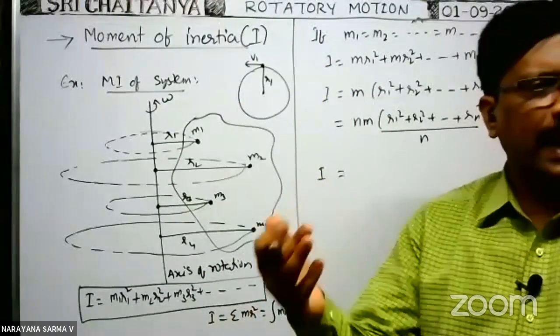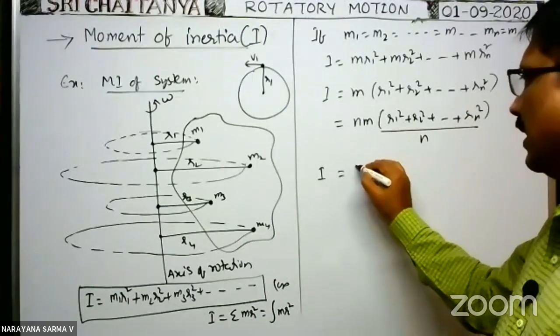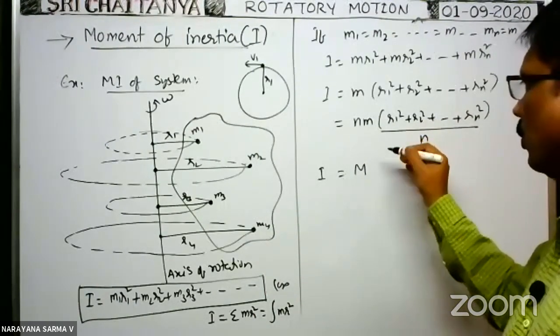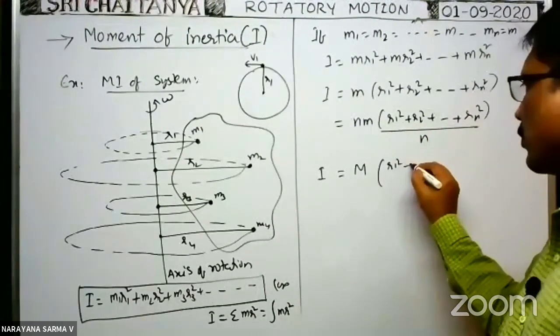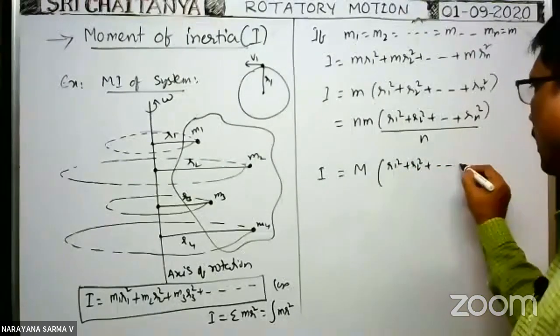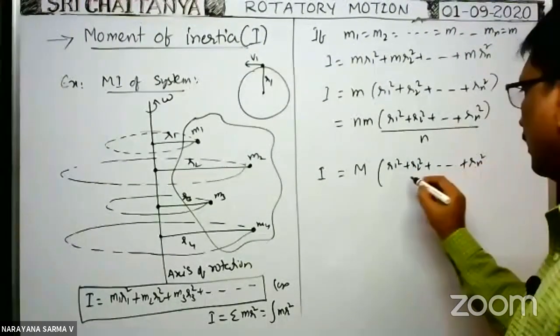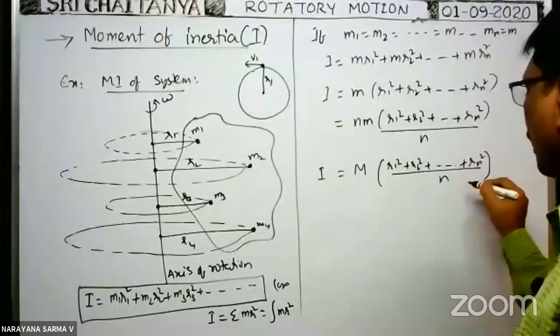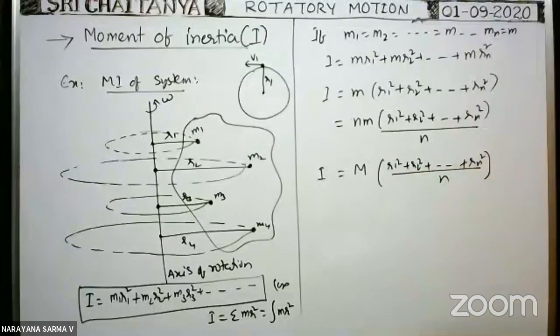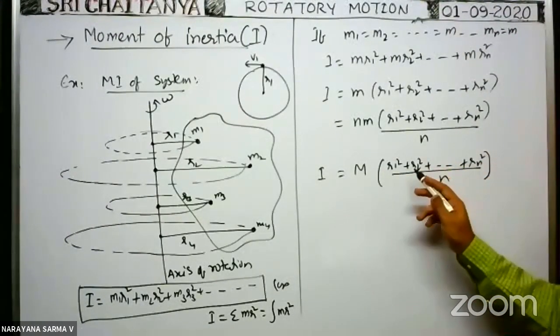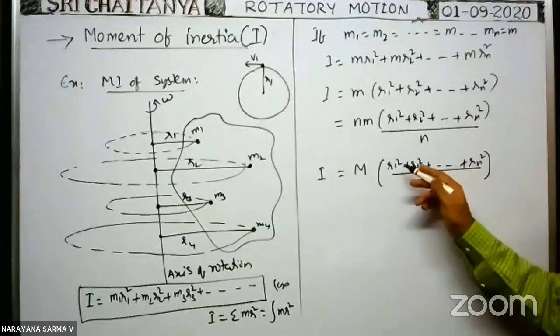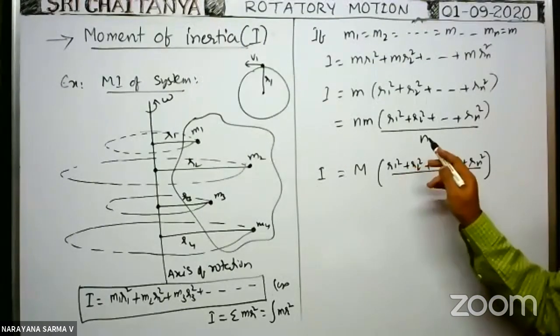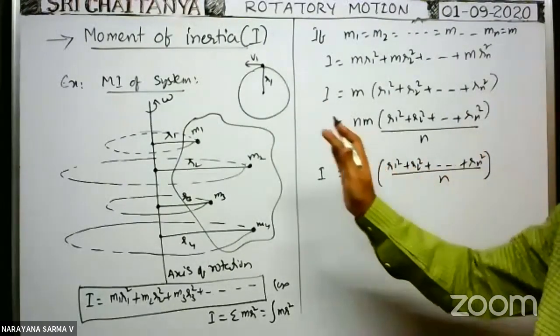No, that is a capital M. Total mass of the entire system is a capital M into r1 square plus r2 square plus and so on plus rn square by n. What about this bracket term? It is the mean of the squares of perpendicular distances of all the particles from the axis of rotation.